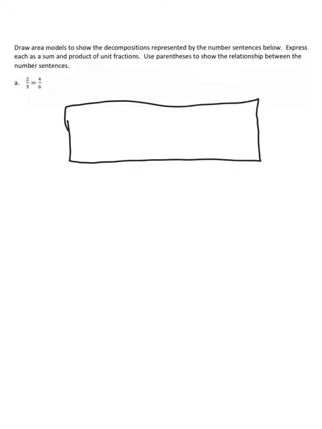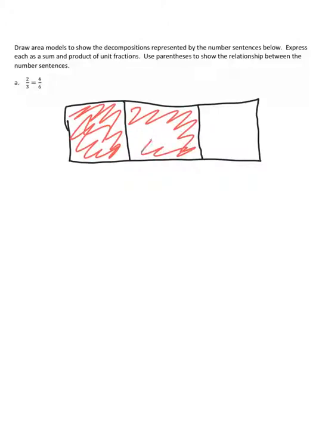All right, so we have 2/3 is equal to 4/6. So I have my area model here, and I'm going to first show 2/3. And I'm going to break this up into thirds, and I'm going to color in 2 to represent 2/3. But then now it's asking us to show that it is equivalent to 4/6.